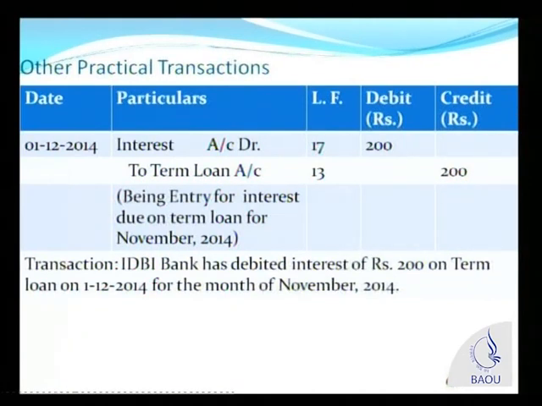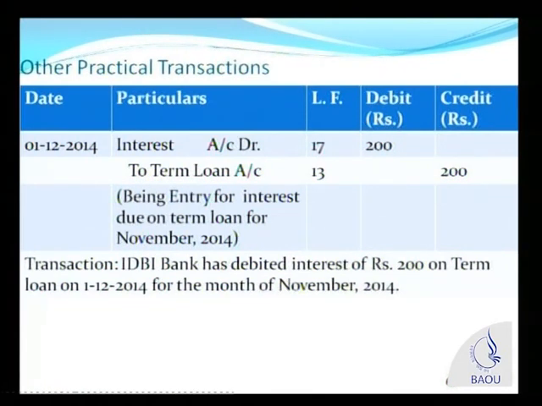Term loan account is a liability account, therefore we have credited term loan account, and the journal entry is being recorded with the narration being entry for interest due on term loan for November 2014. So from these narration or the details, you can come to know for which period this interest is charged. Some authors don't even write being entry for, they just write entry for. Being is again a traditional practice which most of the authors are following for writing narration in respect of any of the transactions which are recorded in the journal or books of accounts.